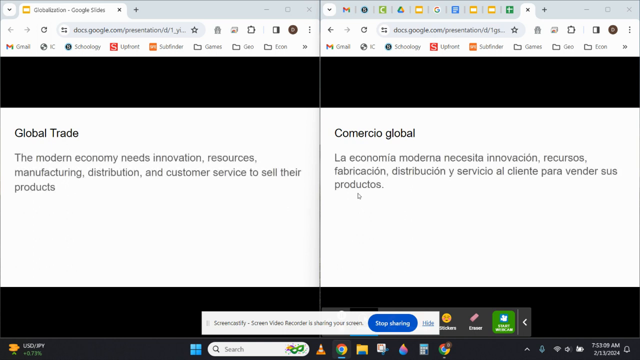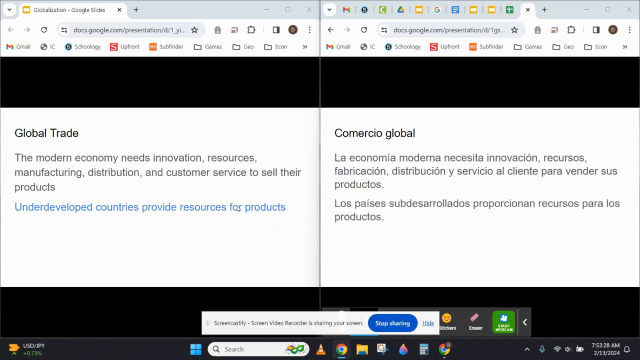So the modern economy needs a lot of different steps. We need what we call innovation, research and development. We need to collect resources. We need factories. We need distribution, which is transportation. And we need customer service to sell these products. We have all these different stages we're going through.